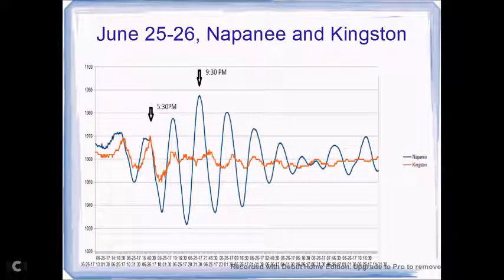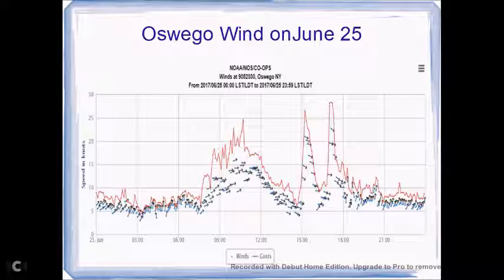The blue line shows what is happening to the river levels in Napanee. 3 hours after the peak in Kingston, at 5:30, the Napanee peaks. The level in Kingston drops about 8 inches in the hour after 5:30 p.m. In Napanee, the river drops about 20 inches in the hour after 9:30 p.m. Let's see what the weather is doing.